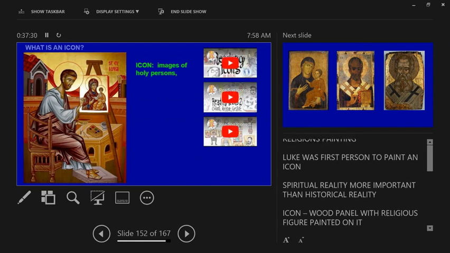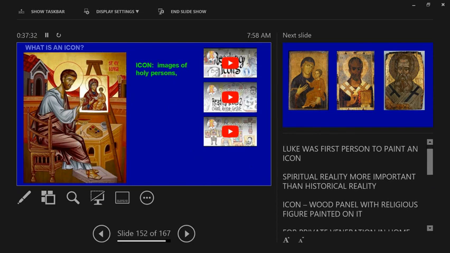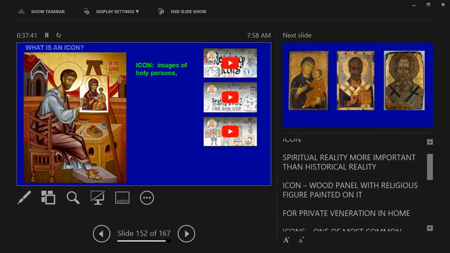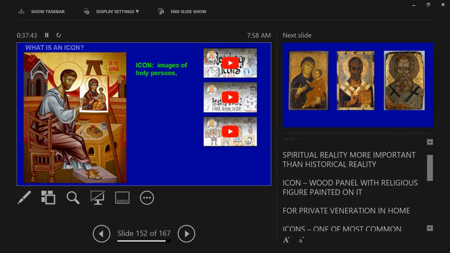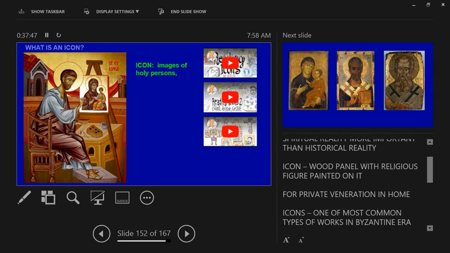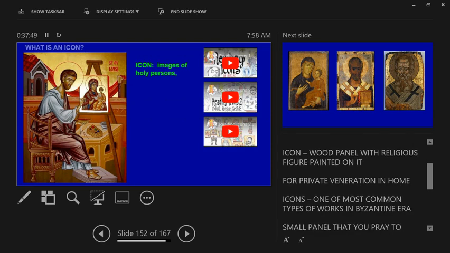It's a religious painting, and Luke was the first person to paint an icon, and that is Luke in the image on the left, painting an icon. And in an icon, the spiritual reality is more important than historical reality. So these are very iconic. It's a wood panel with a religious figure painted on it, and it's meant for private veneration in your home.